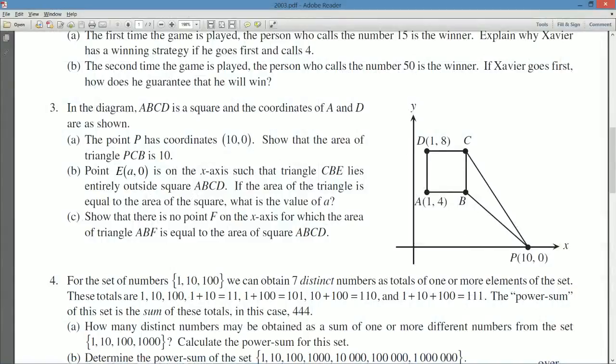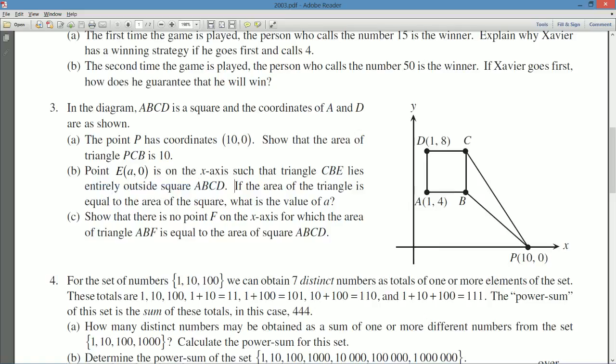Okay. B part, point E, A0, so it's going to lie on the x-axis. So point E is on the x-axis, such that triangle CBE lies entirely outside square ABCD. So it's going to be a point over here, kind of like P. It's not going to be back here, somewhere under AB, because that would cause the triangle to cross over the square.